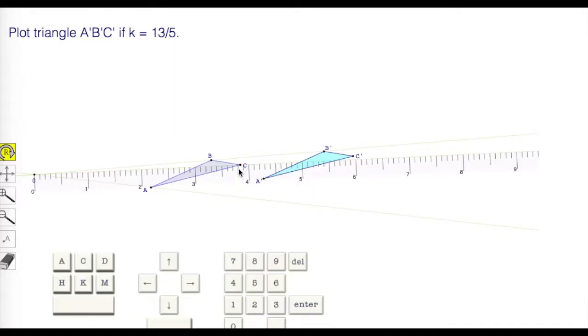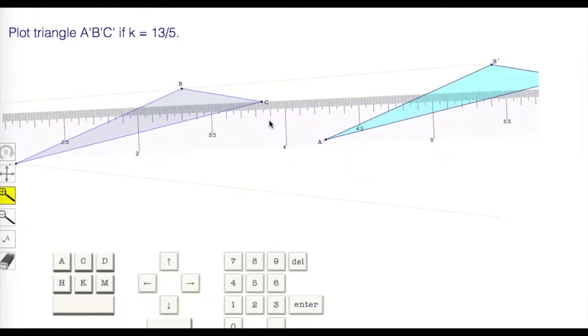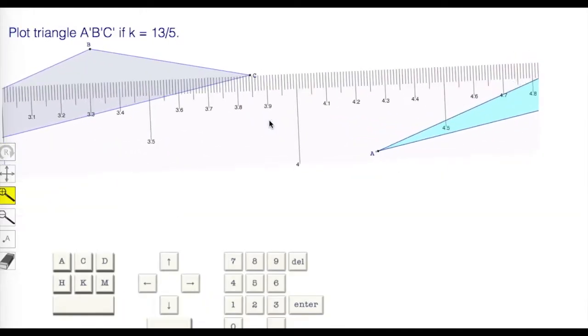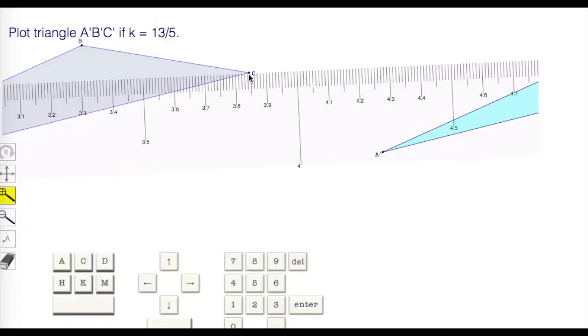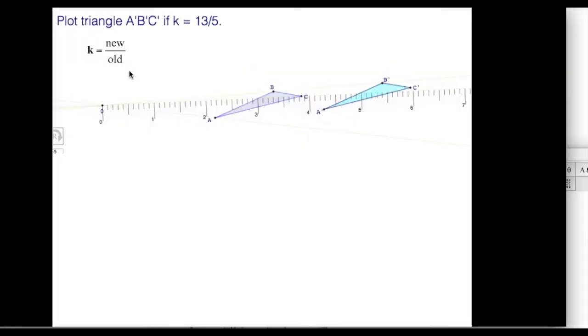That's 3.84, I guess. Let's zoom in to be sure. You don't have to zoom in. Well, it's 3.84 and a bit, but if you wanted to say 3.844, you could do that. K is new over old, K is 13/5. We're trying to figure out where to plot the O to C prime. We've measured O to C, and we got 3.844.